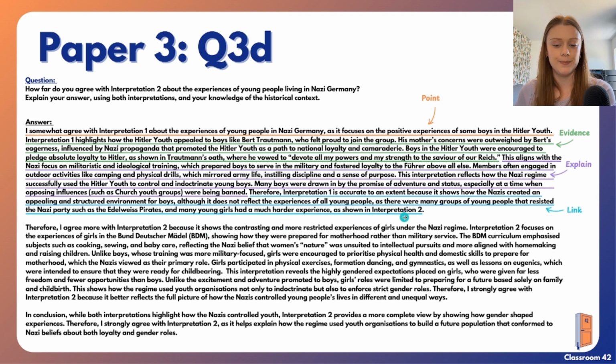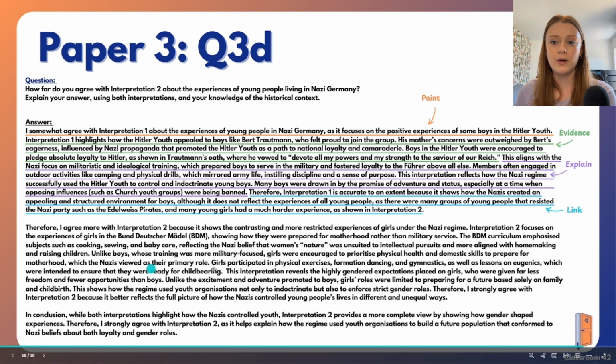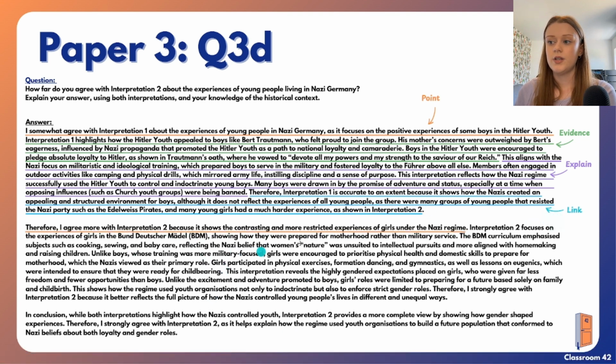And then I am kind of coming on to interpretation 2 and how I agree with that one more. So we're adding in our point. So therefore I agree more with interpretation 2 because it shows contrasting and more restricted experiences of girls under the Nazi regime. We're giving our evidence from the source.